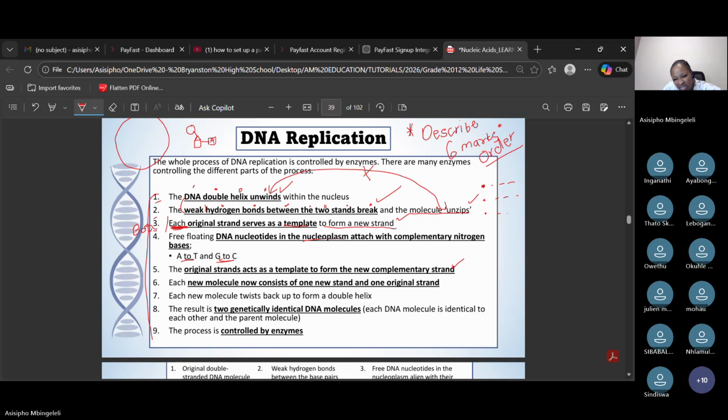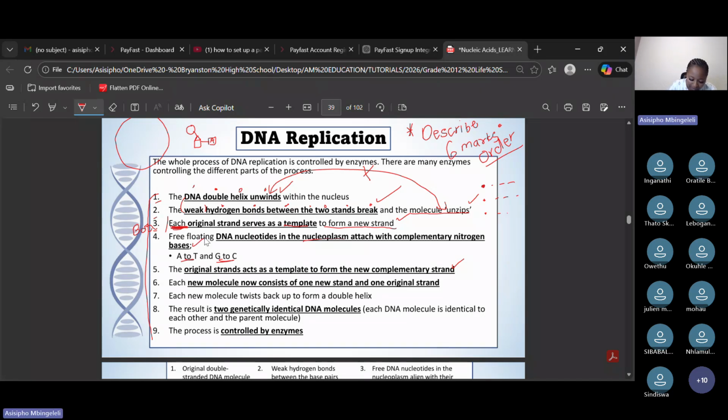But can I please ask a question? At number 4, are we going to get penalized if we don't add the nitrogen bases, like A to T and C to G? No, you won't be penalized. The tick is normally here.